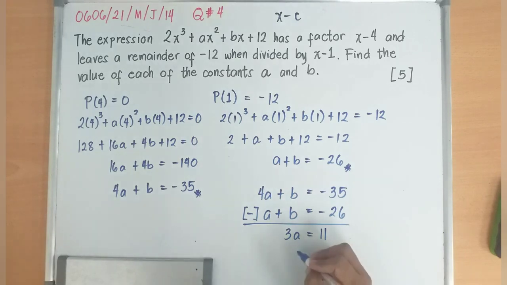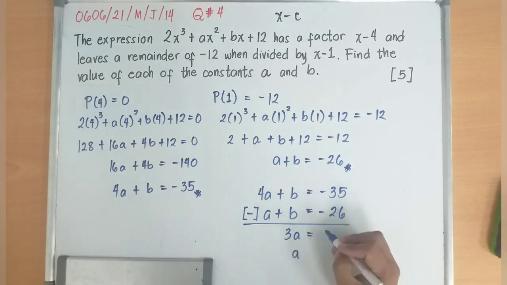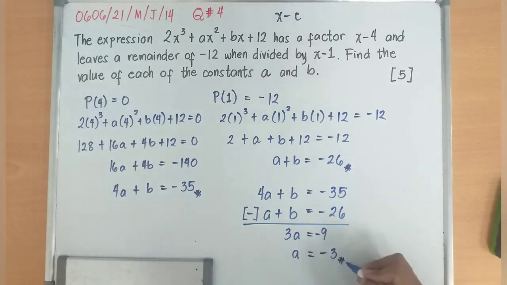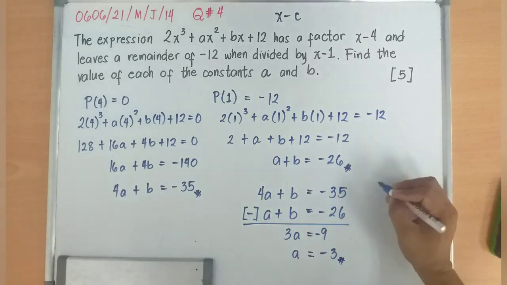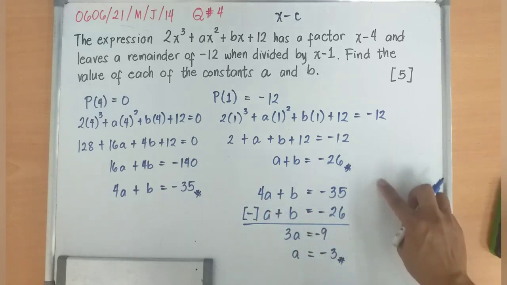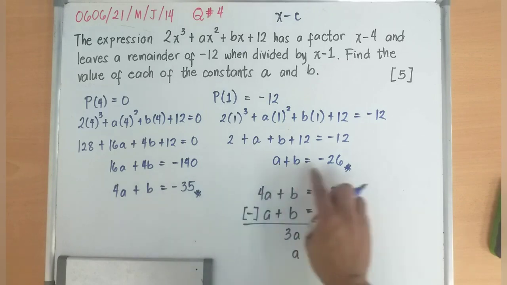Okay. So I have a is equal, or sorry, it should be 9. Okay. So a is equal now to negative 9. Sorry. So a is equal now to negative 3. So this is the value of the a, and b will be solved by putting in the value of the a, which is negative 3, in any of those two equations that I have.